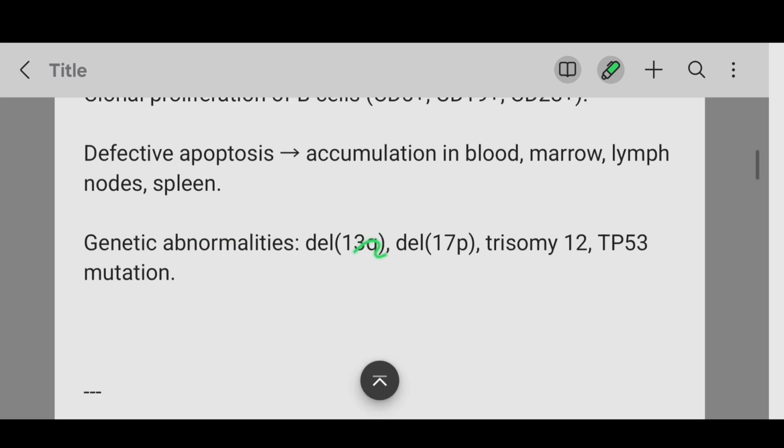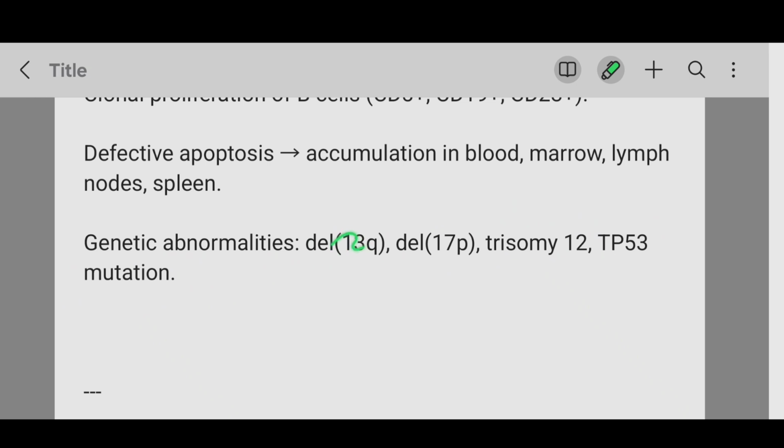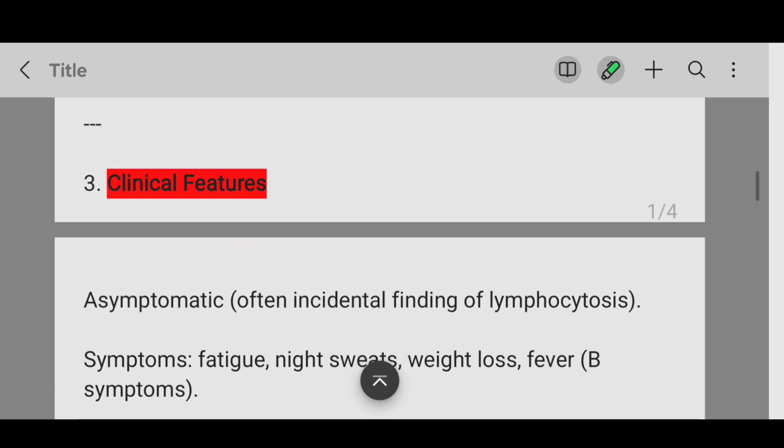There are genetic abnormalities like deletion of 13q, that is long arm, deletion of 17p, short arm, trisomy 12 and TP53 mutations. When there is 13q deletion, it has good prognosis. When there is 17p deletion, there is worse prognosis. So these should be remembered. Del 13q, good prognosis, while del 17p, worse prognosis.